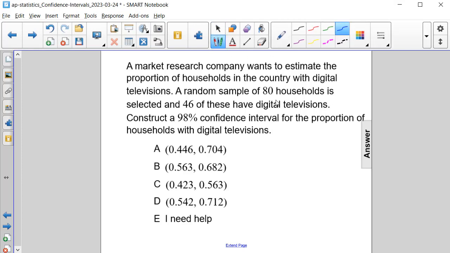Well, first let's identify the important information that we have here. We have a 98% confidence interval that we need. So we can then determine that the z-value for this is going to end up being 2.33. Okay, so this is going to be the z-star value that we use in our calculations.